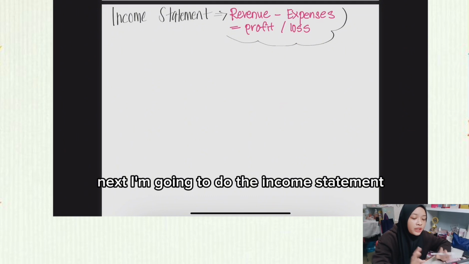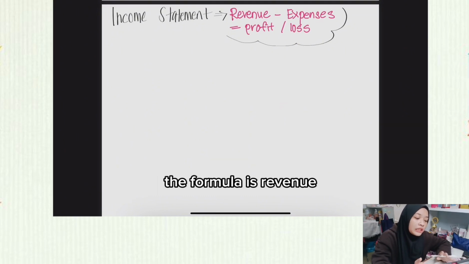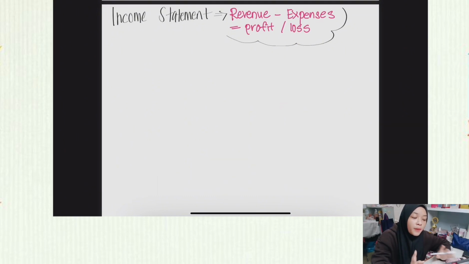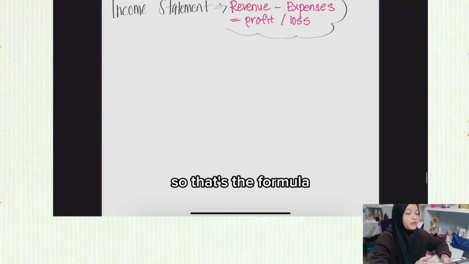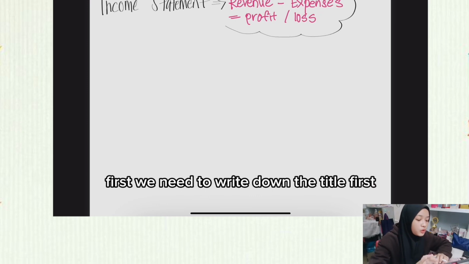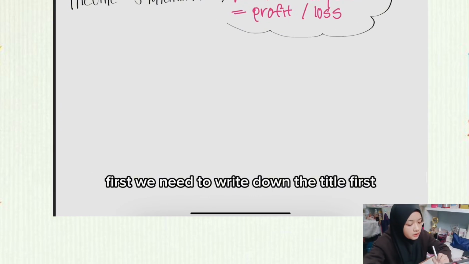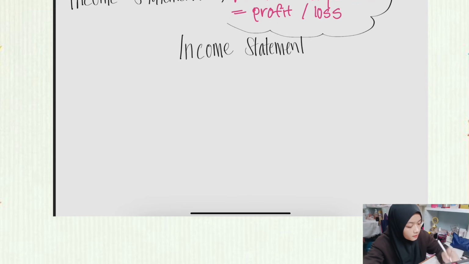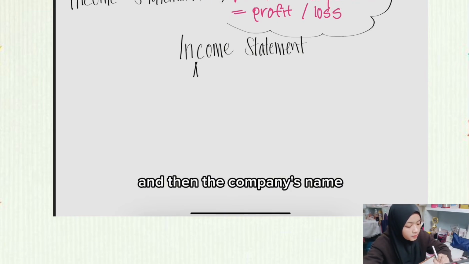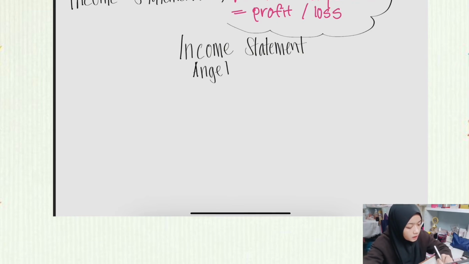Next, I'm going to do the income statement. The formula is revenue minus expenses, so we get the profit or loss. So that's the formula. The first thing first, we need to write down the title first, which is income statement. And then the company's name and the spot and the date.